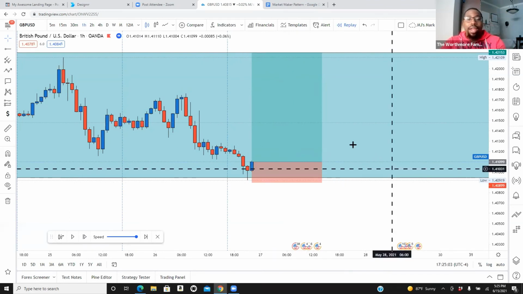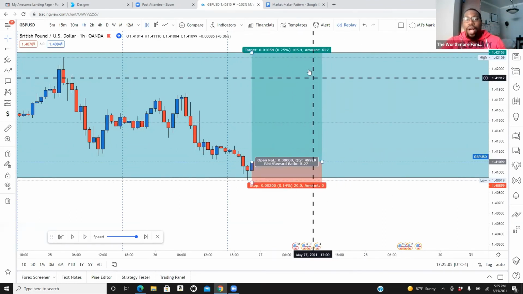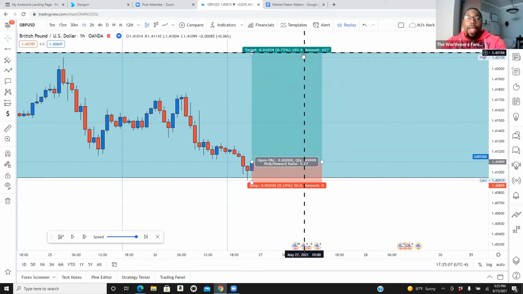If I'm trading with a standard lot, that's potentially $200 risk. But if I win this trade, I'm going to make $1,050 on this one trade. And that's one standard lot, $1,050. Now, two standard lots, $2,100, right? Four standard lots, come on now, $4,200.